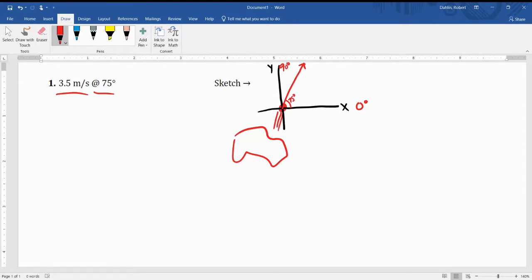Now, scientists very quickly realized that they could make a pretend triangle out of this. If you go from the tip of the arrow straight down until you hit the x-axis, and then follow the x-axis all the way back to the origin, you have created a right triangle, where that little square represents a 90-degree angle. The length of this side here is 3.5. Where did I get that number? That was my original speed.